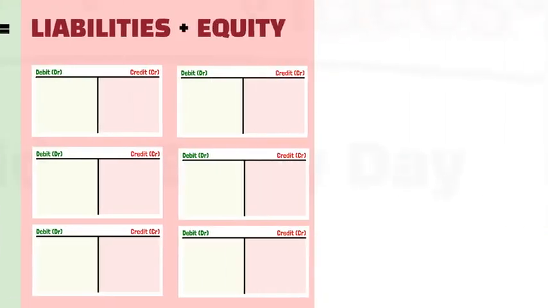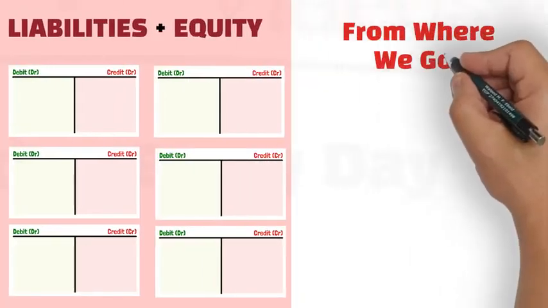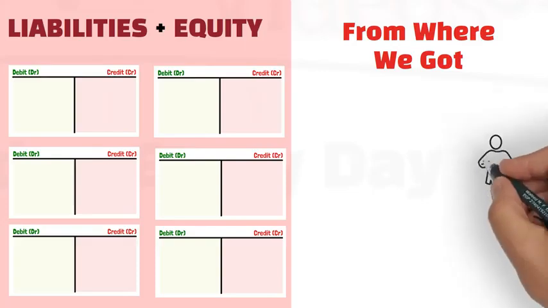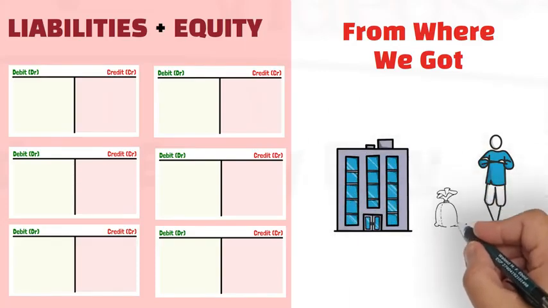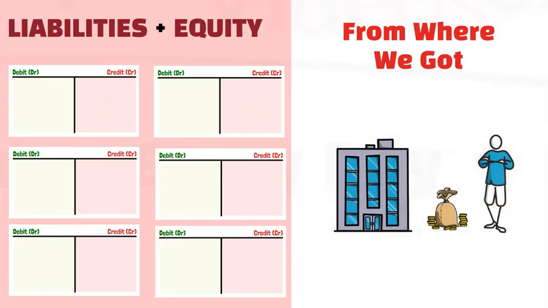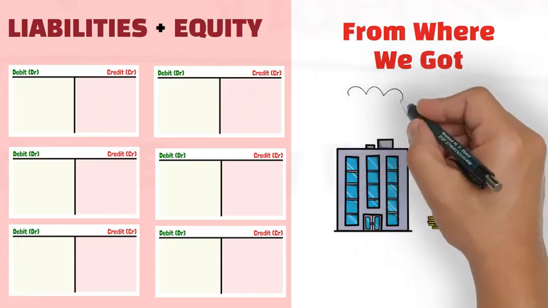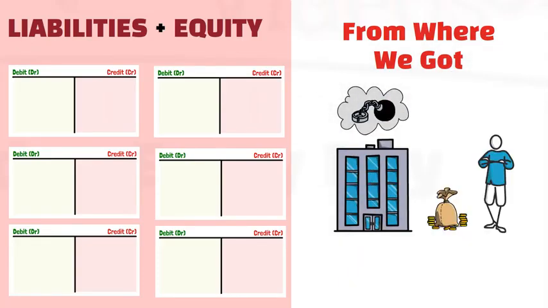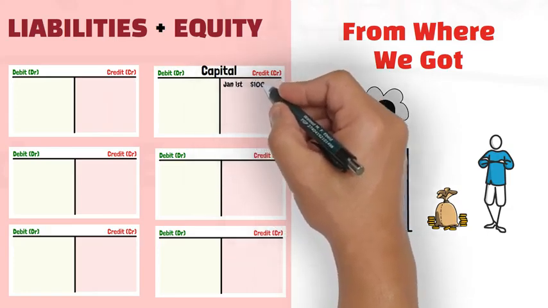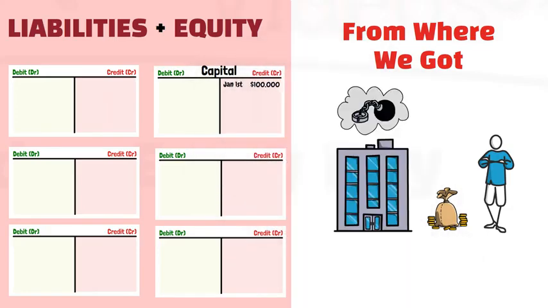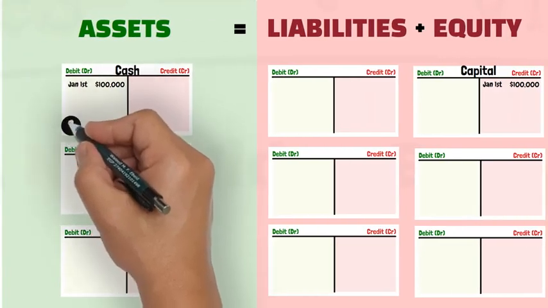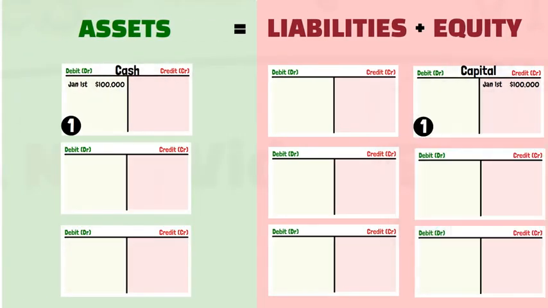The second part focuses on from where the business got that cash. It is the owner of the business who injected that cash to increase the capital of the business. So, there is an obligation to the owner of the business, and that obligation is recorded by increasing or crediting the capital account, which is an equity account, by 100,000. So the transaction was recorded in two accounts, and this is what we call the double entry bookkeeping.